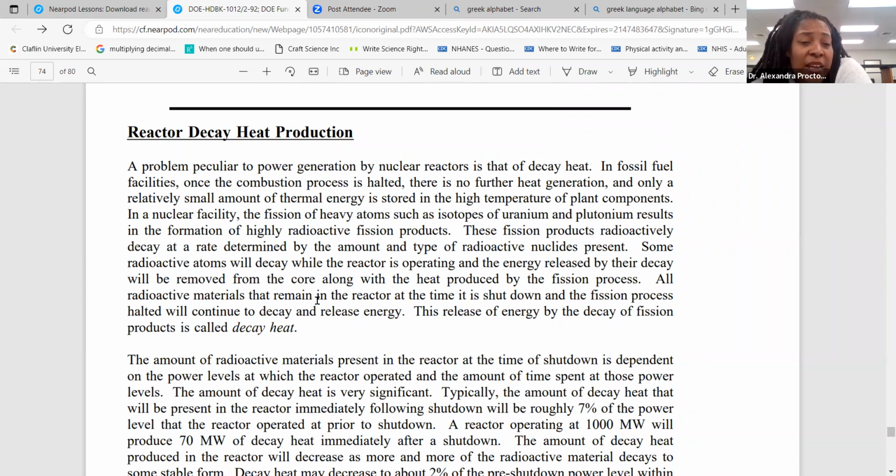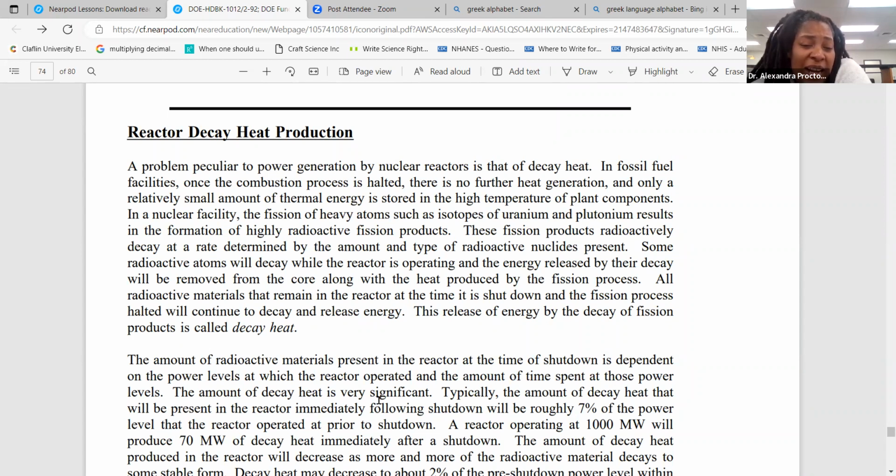And some of these radioactive atoms will decay while the reactor is operating, and the energy released by their decay will be removed from the core along with the heat produced by the fission process. So all radioactive materials that remain in the reactor at the time it is shut down and the fission process halted will continue to decay and release energy. And the release of energy by the decay of fission products is called decay heat.